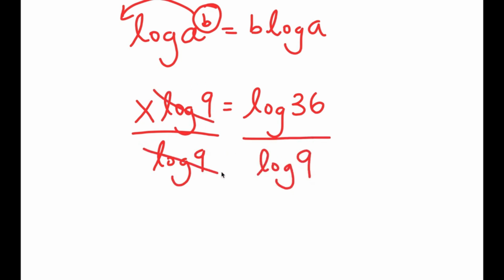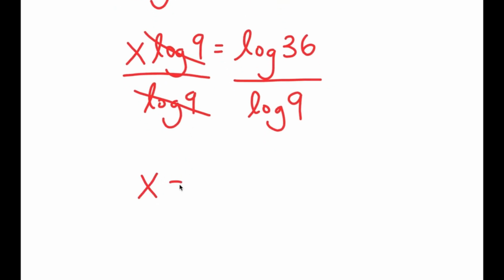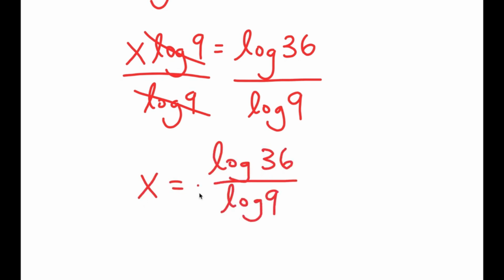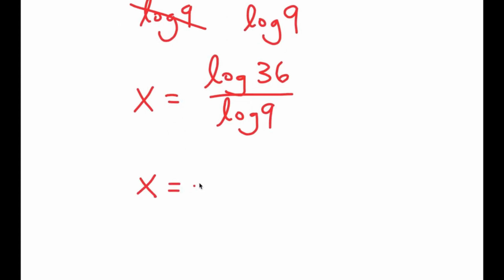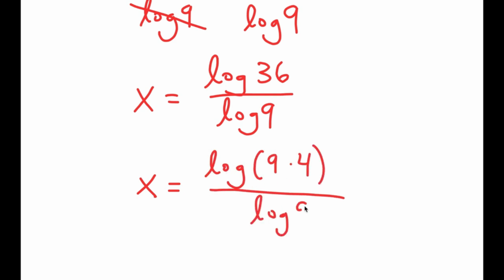So then these two cancel out, and I get x is equal to log 36 over log 9. Now, we aren't done yet because we want to find the exact value of x, so we don't want any logarithms in our solution. So now what I'm going to do is rewrite log of 36 as log of 9 times 4, because I just want to simplify log 36.